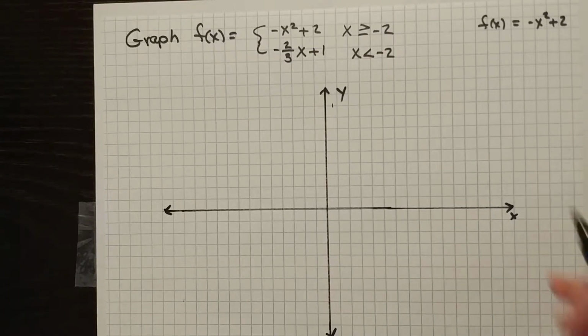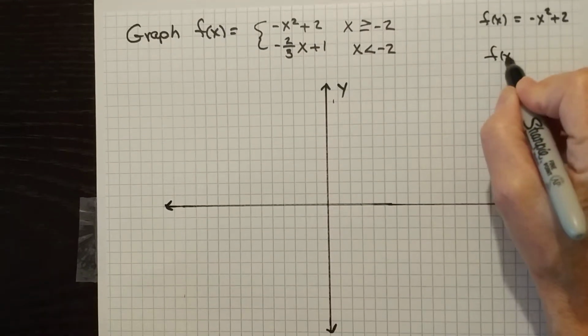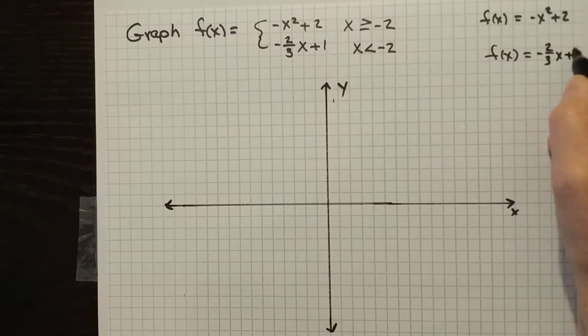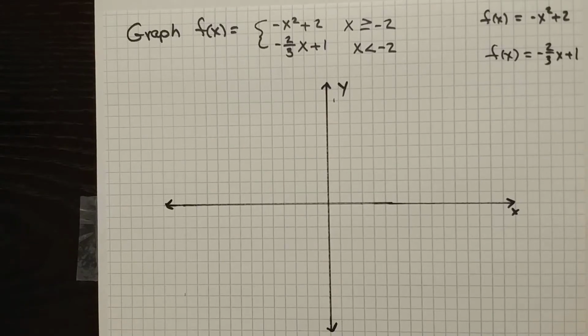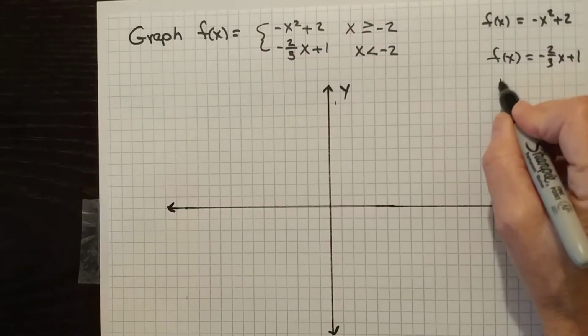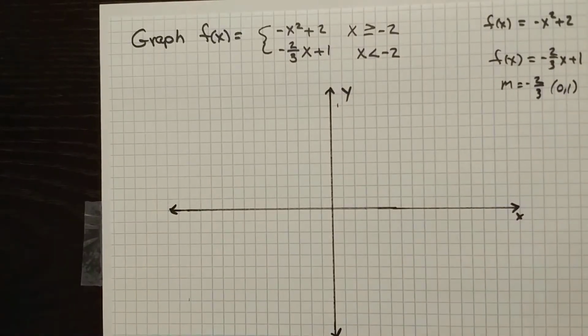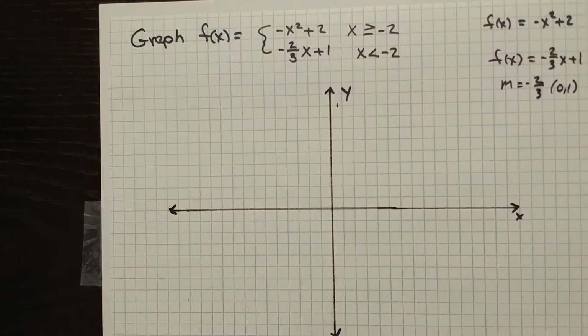If we think about the second piece, f of x is negative 2/3 x plus 1. This is a line, y equals mx plus b. The slope of this line is negative 2/3, and the y-intercept is 1. So negative 2/3 is our slope, and (0, 1) is the y-intercept.